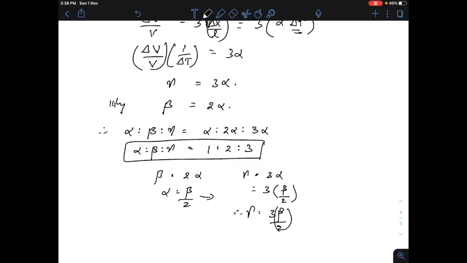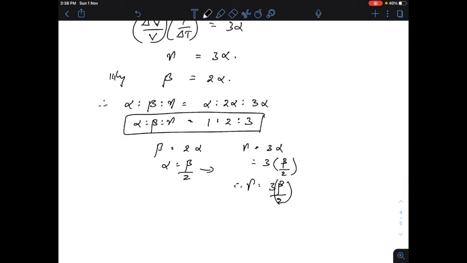We can solve problems depending on what is given. If gamma is given and you are asked to calculate beta, you can directly take this relationship, or if alpha is given and you are asked to calculate beta, you can take this relationship. So this is about thermal expansion and coefficients of thermal expansion, which is an important topic in this chapter.